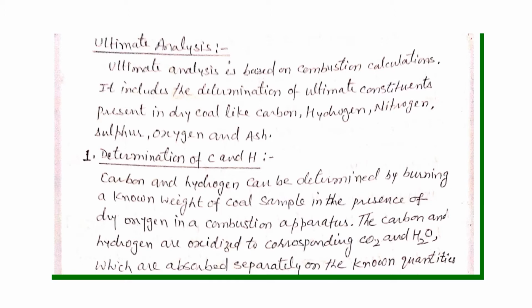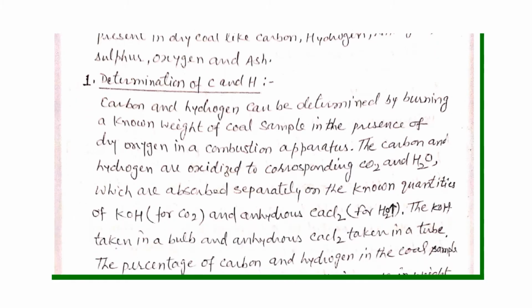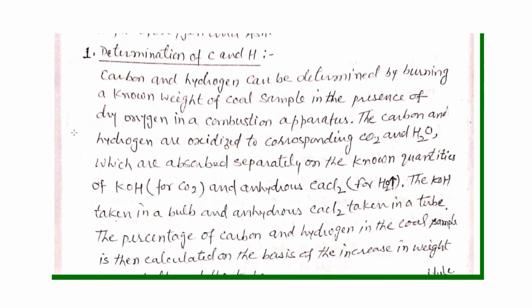So the ultimate analysis includes determining the constituents present in coal, like carbon, hydrogen, nitrogen, sulfur, oxygen and ash. First we will take the determination of carbon and hydrogen. Carbon and hydrogen can be determined by combustion of a known weight of coal sample in the presence of dry oxygen in a combustion apparatus.